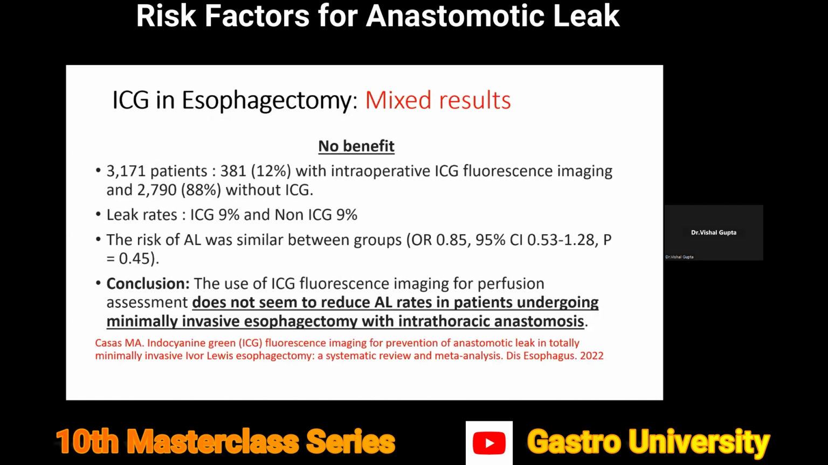So coming to the esophagectomy, again, we have mixed results. Like this study, a systematic review and meta-analysis published in 2022, it shows there is no benefit. A large number of patients, more than 3,000, and the leak rate with the ICG still was 9%, compared to 9% in the other group without using the ICG. So they concluded that it does not seem to reduce the anastomotic leak rate in patients undergoing minimally invasive esophagectomy with intrathoracic anastomosis. This analysis was focused mainly on the intrathoracic anastomosis.